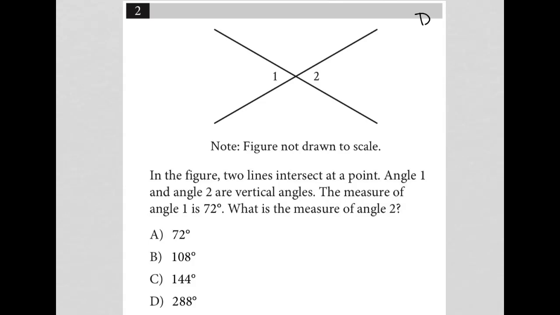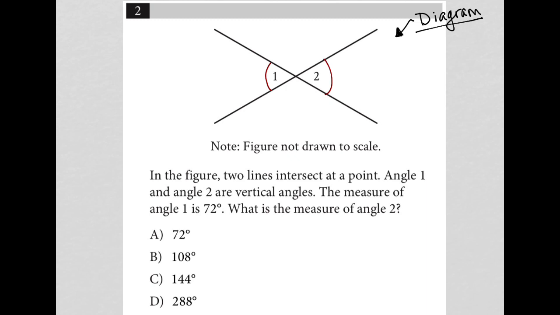So this question is a diagram question. Any question that provides some visual input, I'm going to call a diagram question. We have two intersecting lines here, and it looks like those two intersecting lines create two angles, angle 1 and angle 2. We should know that these angles are congruent to each other.